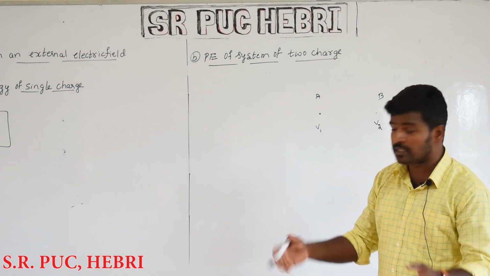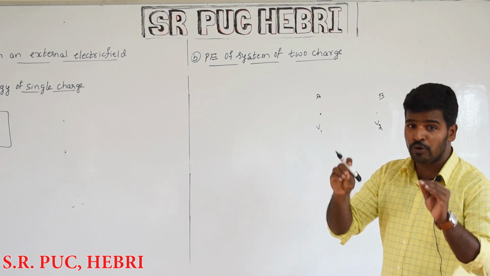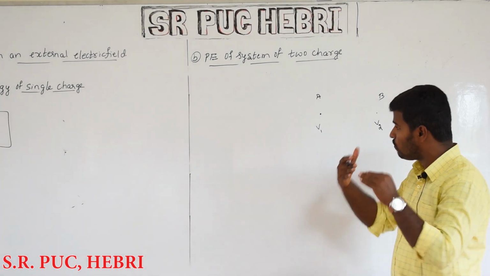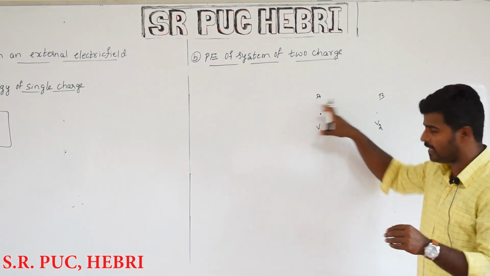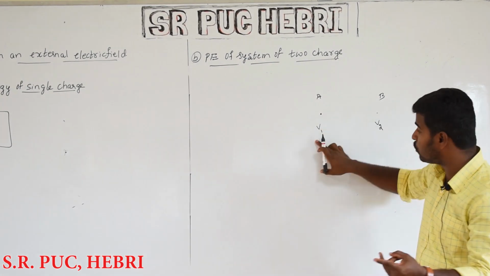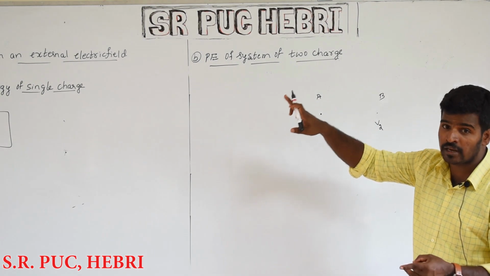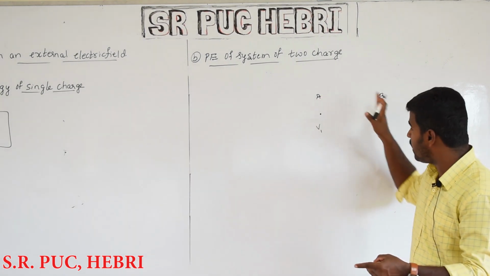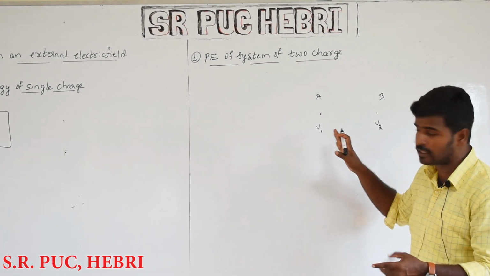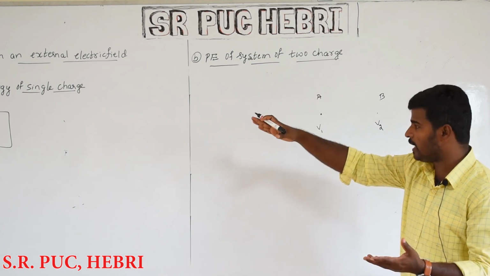Before introducing the charge, before placing the charge, there is potential at points A and B. That potential is because of an external electric field. Why is there potential at points A and B? It is because of an external electric field.